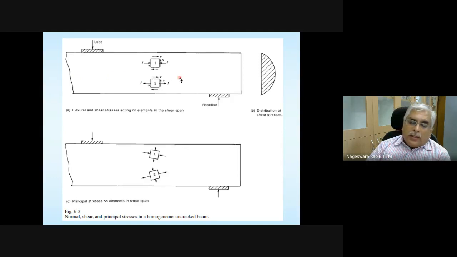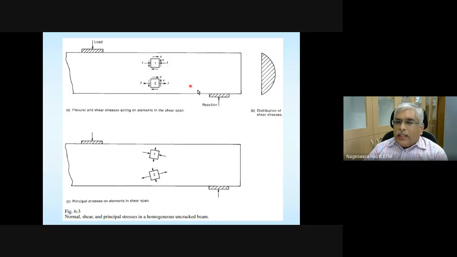So this is only a part of the beam. If a beam is given and all the support conditions and loads are given, you should be able to find the shear force and bending moment at any point along the length of the beam. Once you get the shear force and bending moment, you can estimate the shear stress as well as the bending stress at any point in the beam.